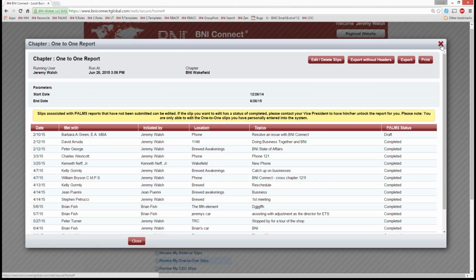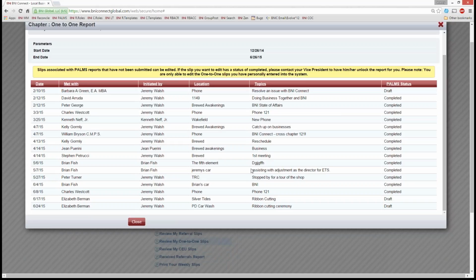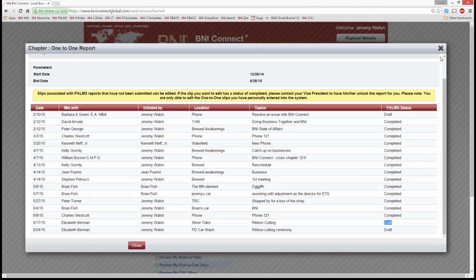From a member perspective, it's important to know that when you first submit your slip, it will appear in draft mode, which means it's waiting in the PALMS report for credit, but the credit hasn't been given yet because that will only be submitted after the weekly meeting, which we'll show you how to do in just a minute. So you will see the status here change from draft to completed once the vice president, or whoever's in charge of that, does submit the one-to-one.